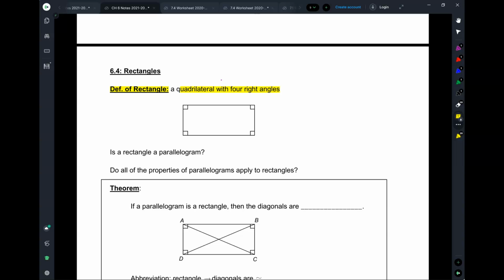So now, the question here is, is a rectangle a parallelogram? Yeah. Going by the definition, why? Julian, why? Okay, so we definitely know if it has 4 right angles, the opposite angles are congruent. And that's enough. That's a theorem. That's enough for it to say that it's a parallelogram.